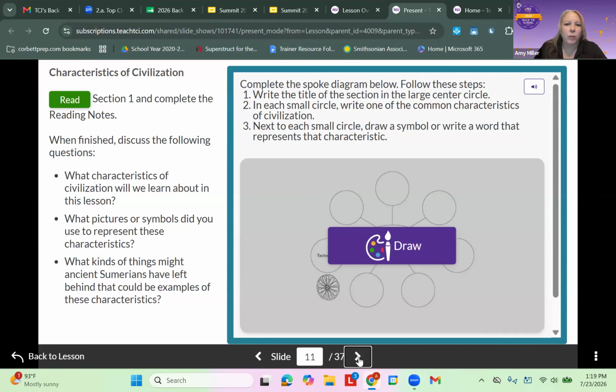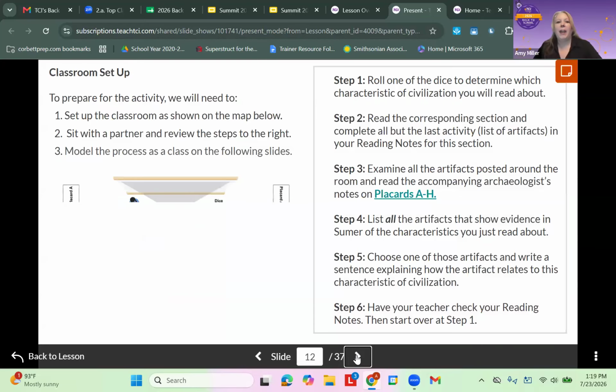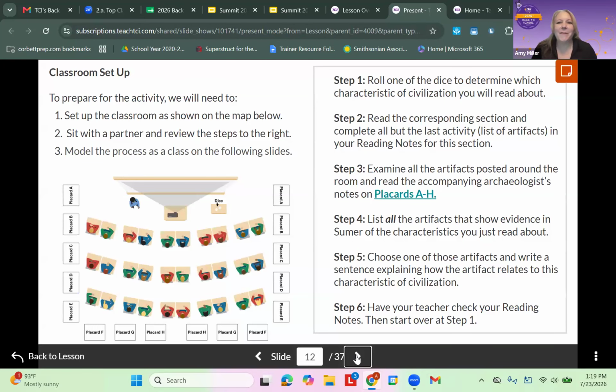We start by them learning about the characteristics of civilization using a graphically organized note. And then they get to do something really fun. They get to roll one of the dice to determine which characteristic of civilization they should learn about next. And then you'll see, based on the image that you're looking at, they're working with their partners.